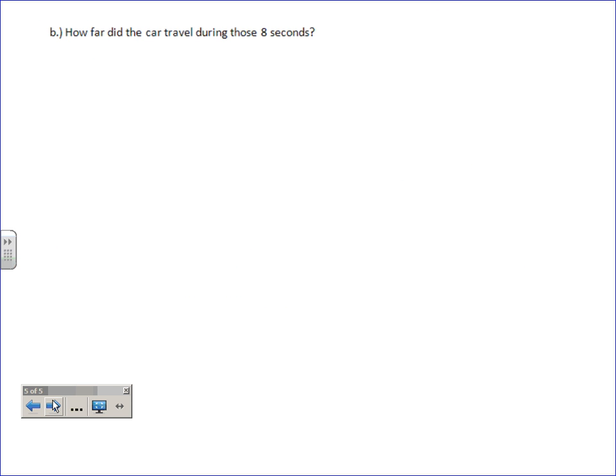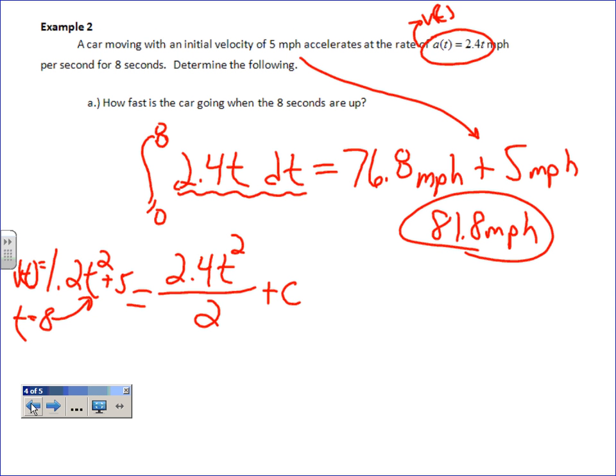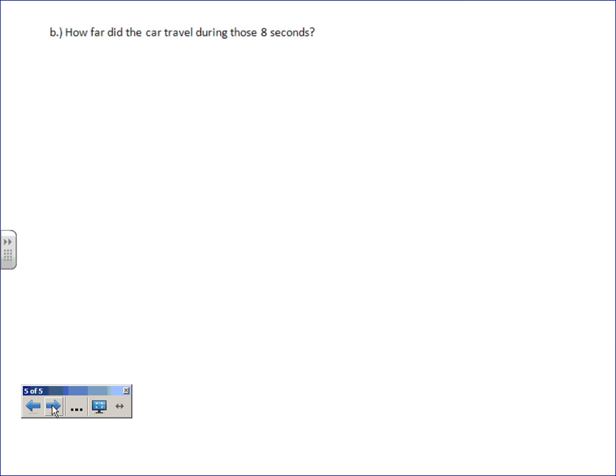How far did the car travel during those 8 seconds? Would you expect it traveled very far in 8 seconds? We know it was going how fast? But it would have only gone 81.8 at 8 seconds. That's the only time it was going that fast. So did it start going that fast? No, it started going 5 miles an hour. So you expecting this to go a very long distance in only 8 seconds? Probably not. So now how are we going to get total distance? How did we get it before? Yeah, absolute value of all of that, exactly. Or you could, but this is how far.